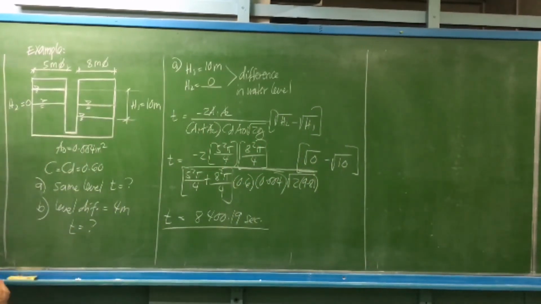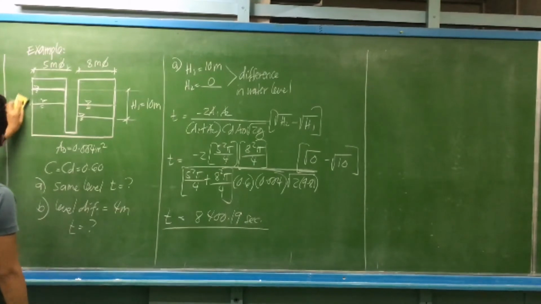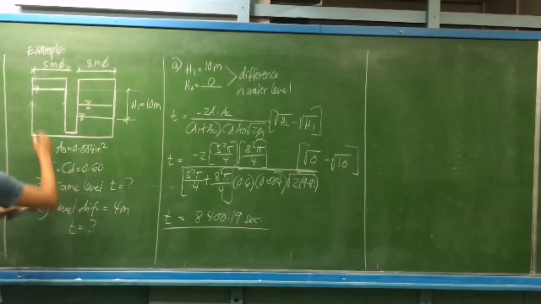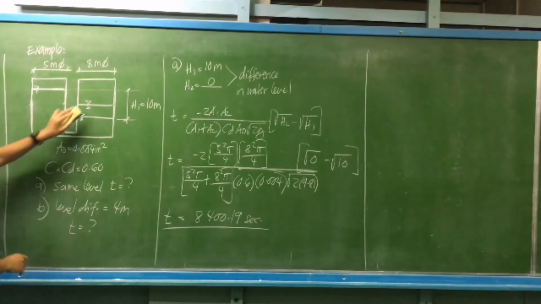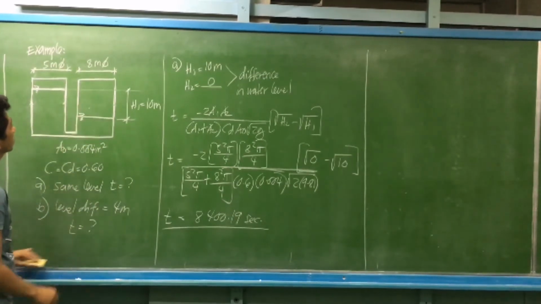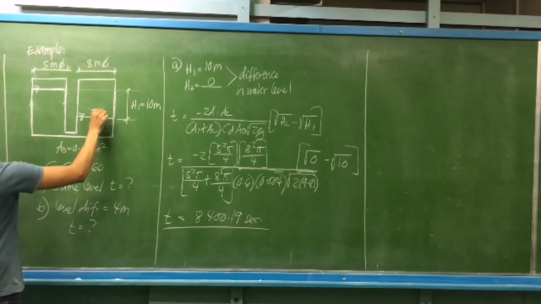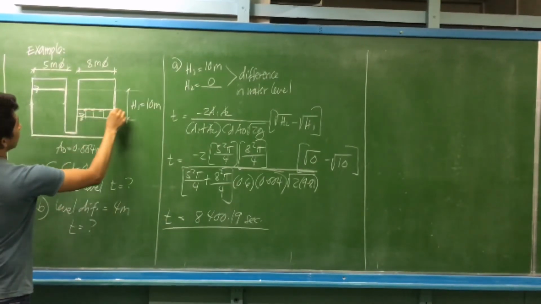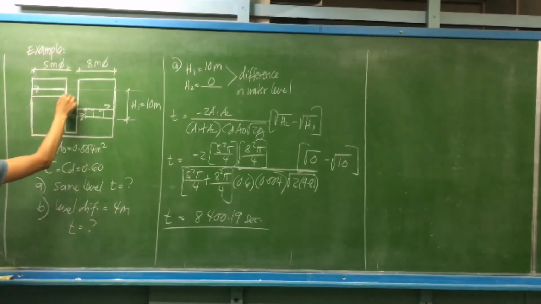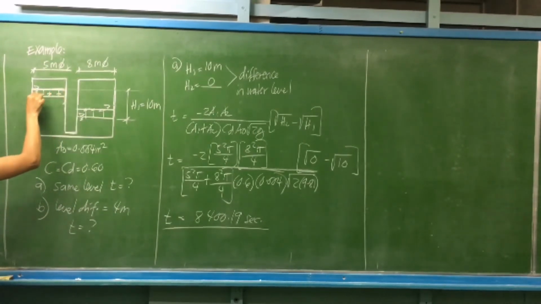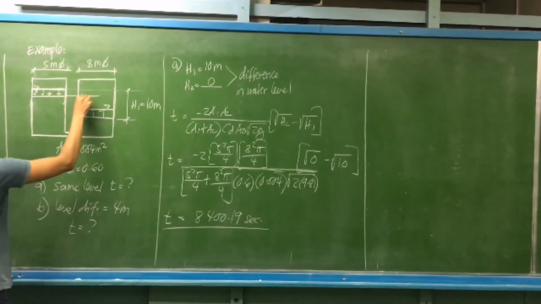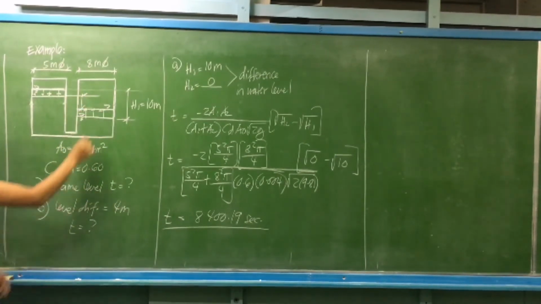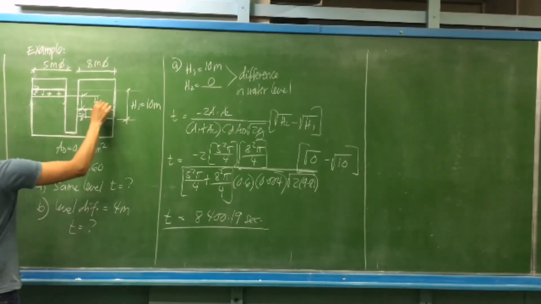For letter B, sabi niya, gaano katagal bago yung difference in level of the surfaces will be 4 meters. Kumbaga, okay, nandiyan na yung ating initial head or initial water surface difference, that is 10 meters. So, ito, madadagdagan, aakyat yan. So, let's say, ito na yung final. Ito naman, bababa. So, magkakaroon tayo dito ng panibagong water surface difference in level that will be 4 meters.